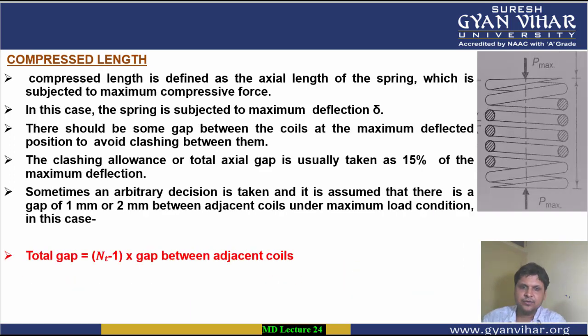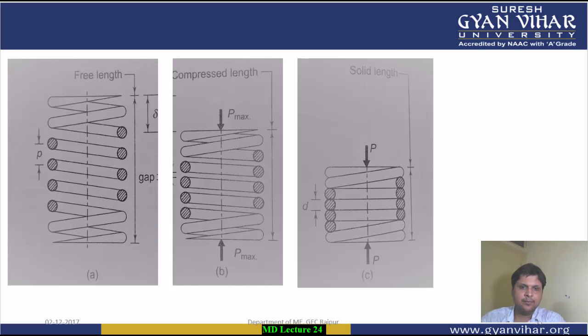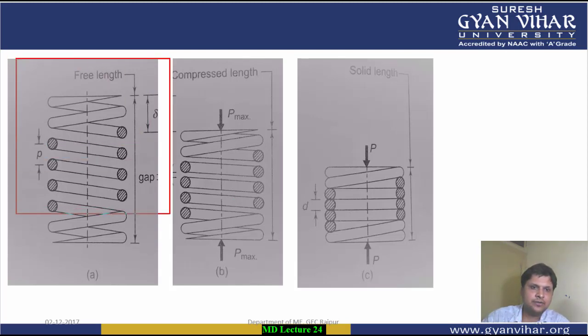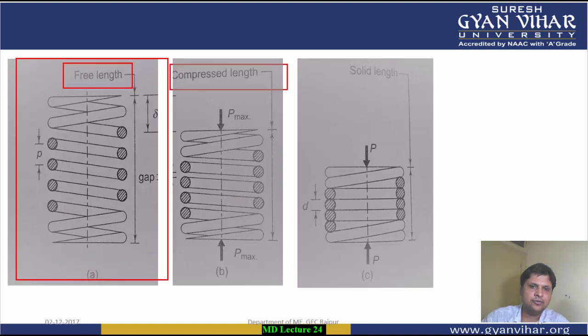Then, students, moving further, this is the compiled diagram of all three. When low load is applied, the length is known as the free length. When load is applied to the maximum extent, the compression of the spring, the deflection of the spring, is known as delta. And then the gap between the adjacent coils, this gap, is known as the gap between adjacent coils.